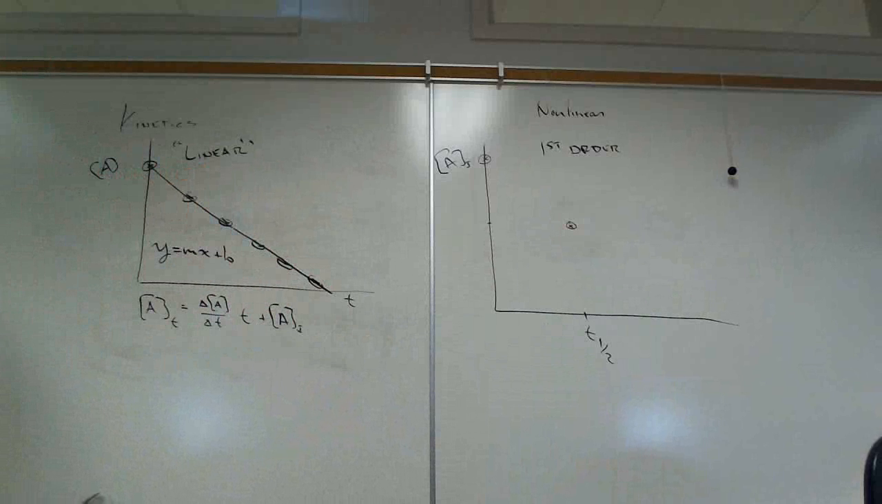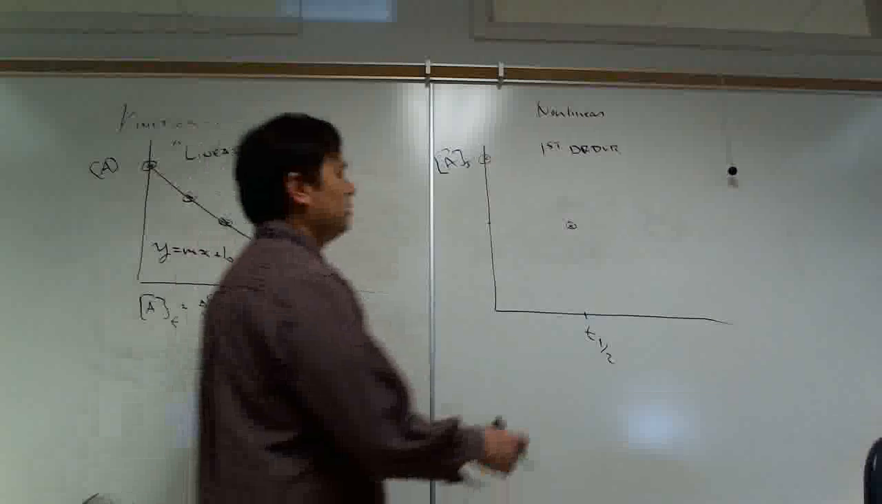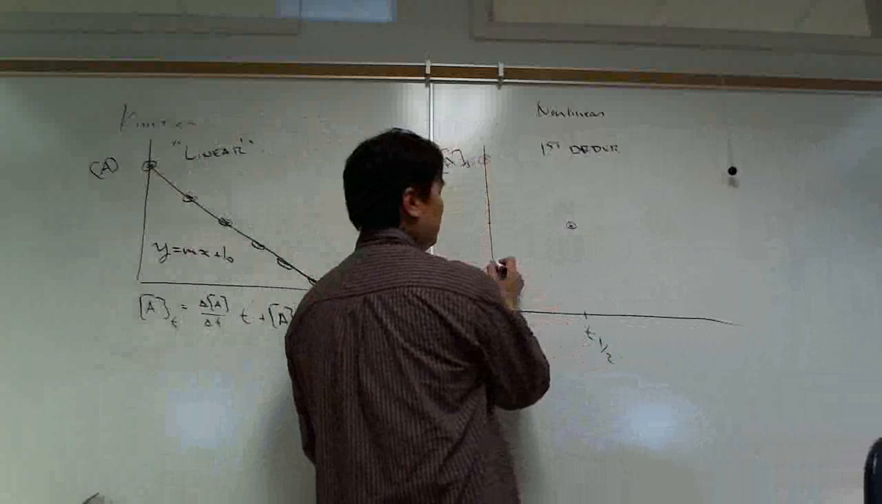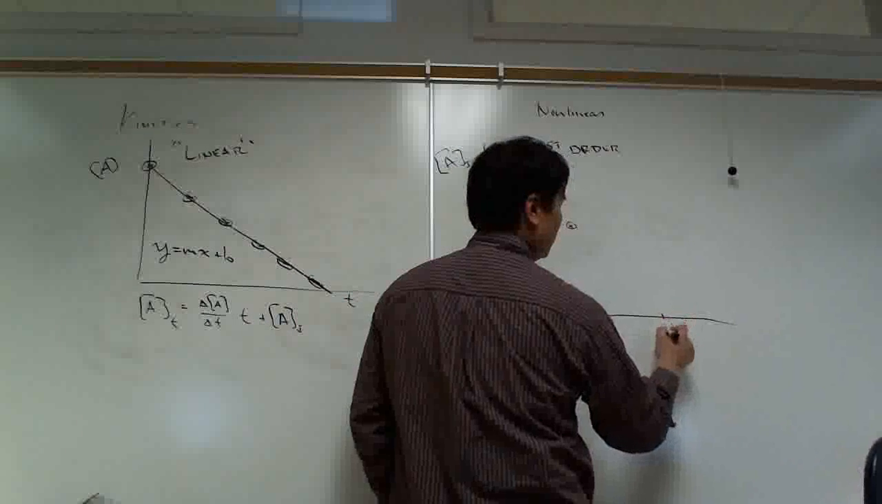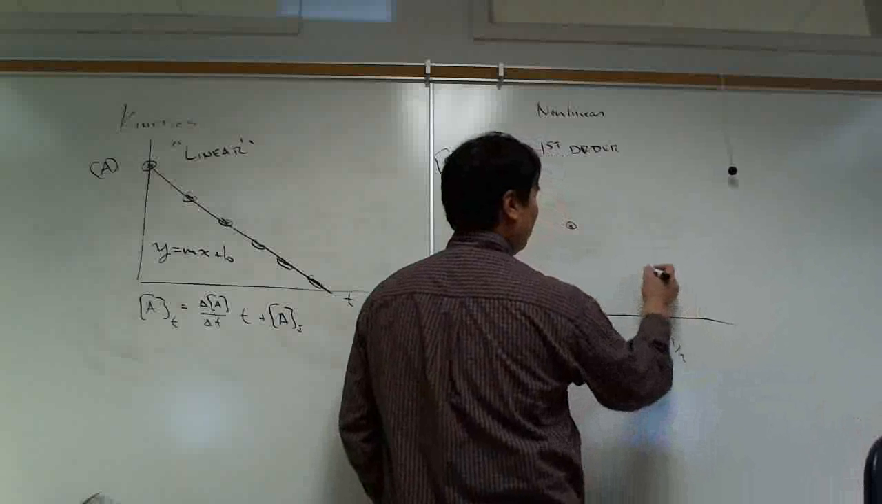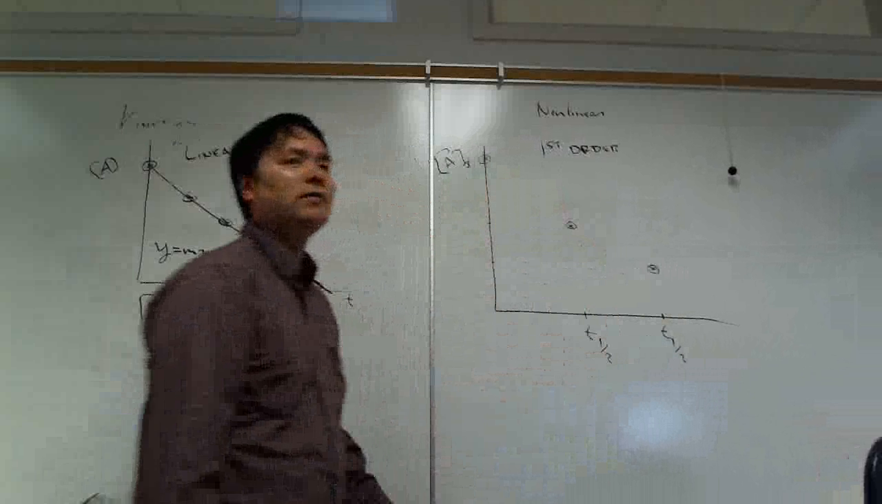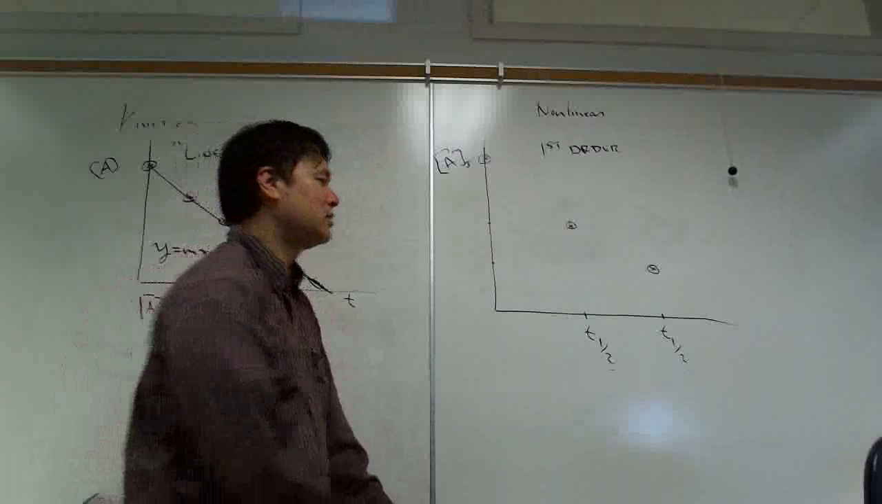But how many data points do we need to define a line? At least three, right. To define a linear line, you only need two, but we don't know if it's linear or not, and so we need a third data point. Now, for the third data point here, if we cut this amount in half, then it turns out that it takes the same amount of time. This would be T1/2. That is, each time we cut the concentration in half, it takes the exact same amount of time. And so what we say is T1/2 is constant.